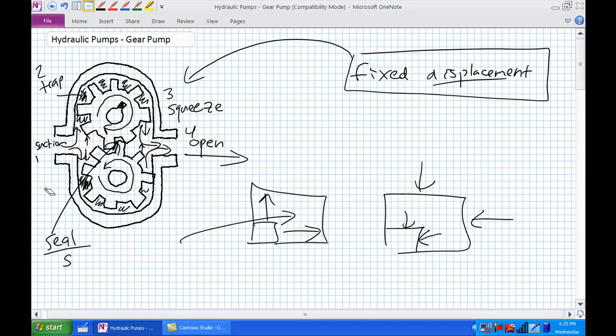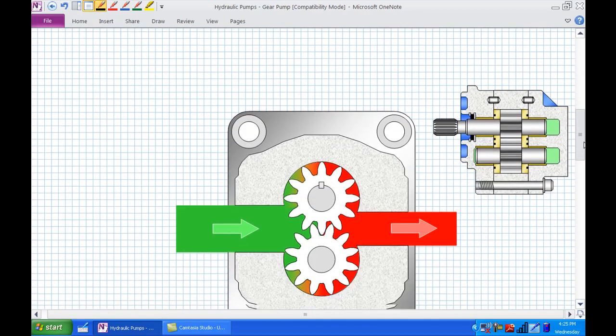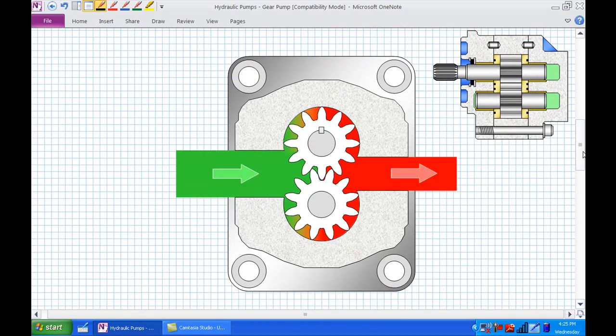Okay, so specifically to the gear pump here, again, the direction of rotation determines our inlet and outlet ports. So in our particular example here, if we were rotating in that direction, in was on this side, out was on that side. Okay, so here's your quiz. Here's a cross-sectional diagram. And here is another cross-sectional diagram of a gear pump looking the other direction.